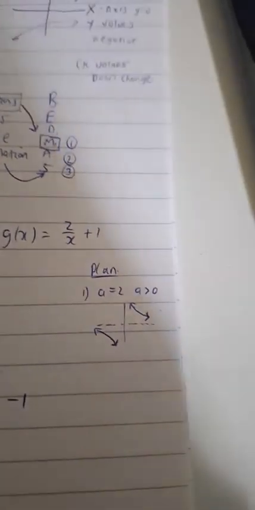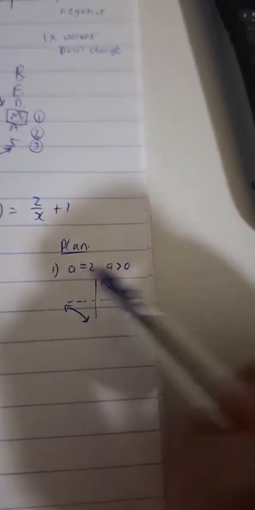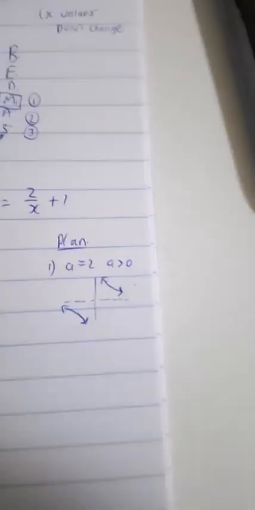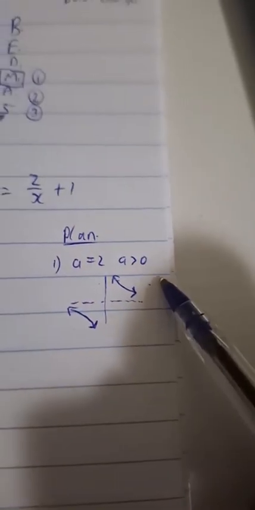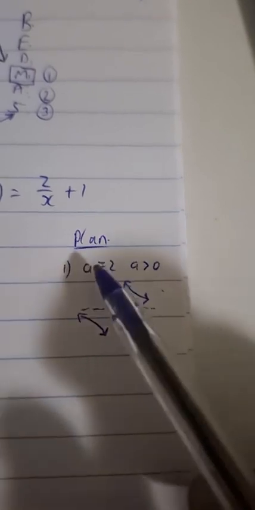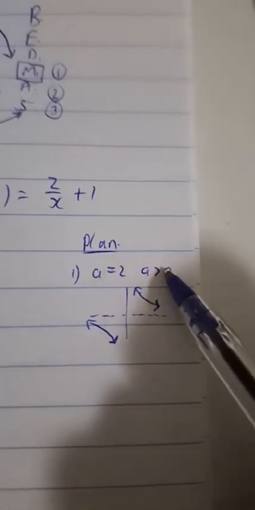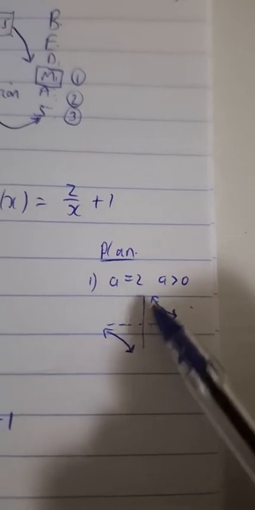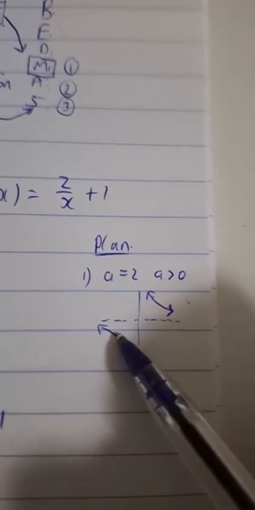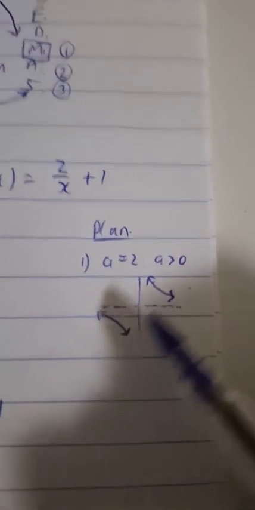That's where we start. We start by figuring out, because of a, which shape and position of the function we have. I hope that makes sense, guys. So if a is equal to 2, meaning a is greater than 0, then we know that our hyperbola function is found in the first and the third quadrant. If a was less than 0, then we would find the function in the even number quadrants, which means the second and the fourth quadrant.